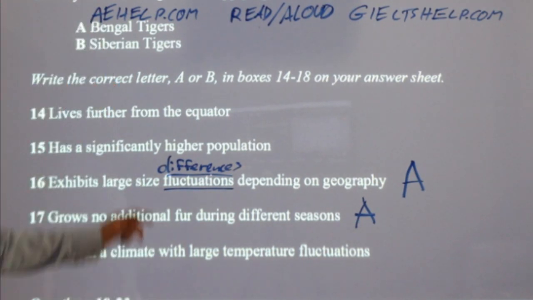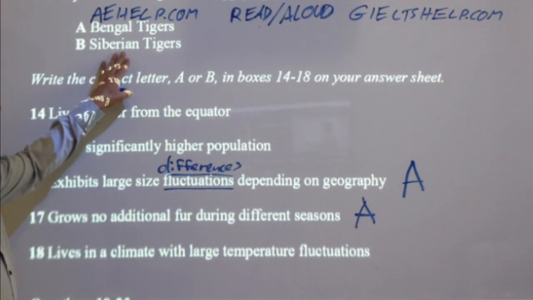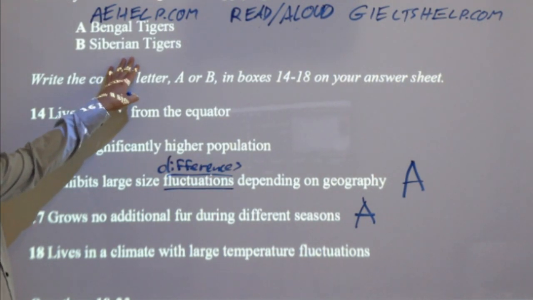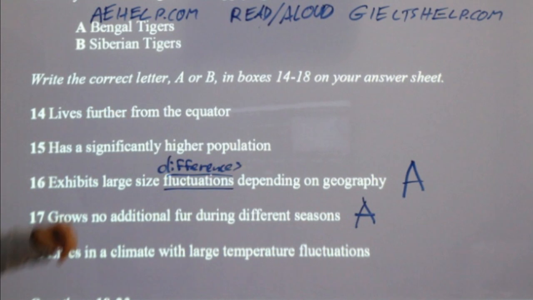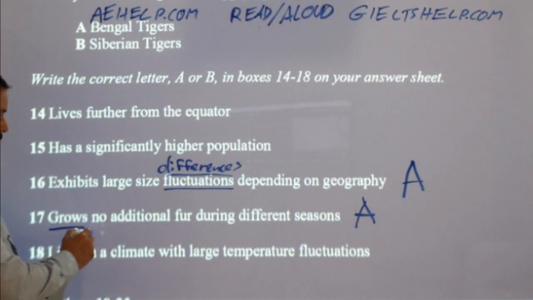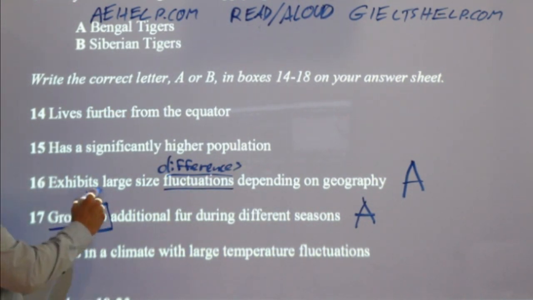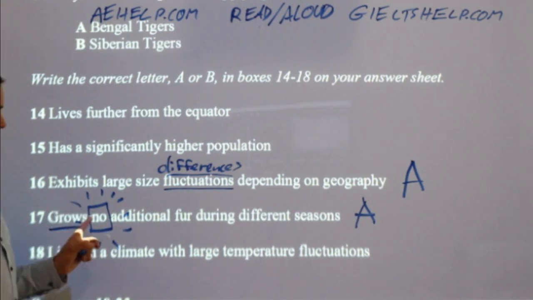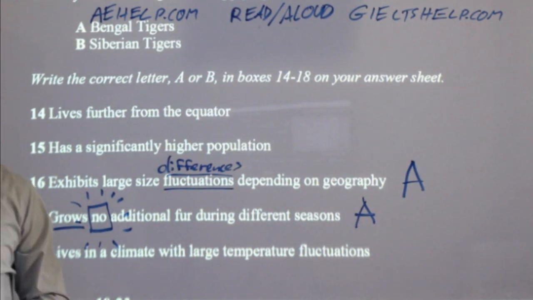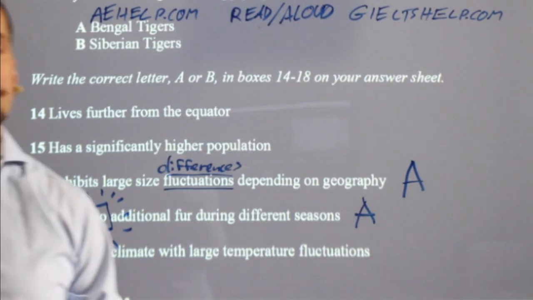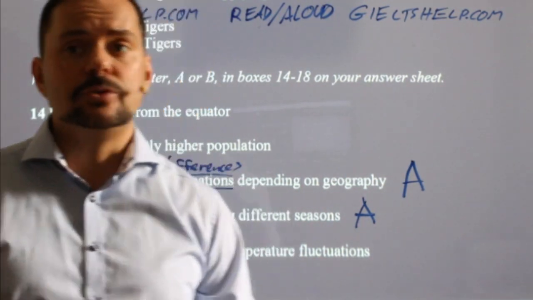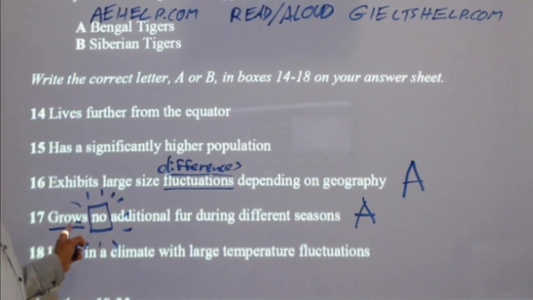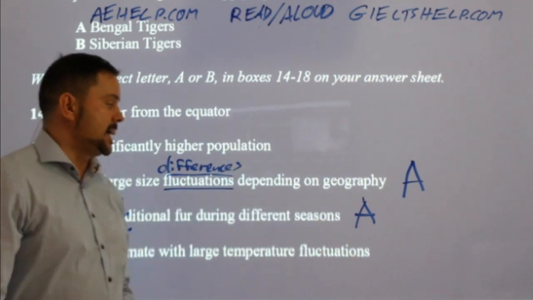Siberian tigers live in northern Russia, in Siberia, and so in the wintertime, when it's very, very cold, they grow a longer coat. But here it grows no additional fur. Be really careful with the word no in your reading and listening questions. Sometimes those catch students off guard, so be really, really careful. Okay, so 17 is A, Bengal tigers.